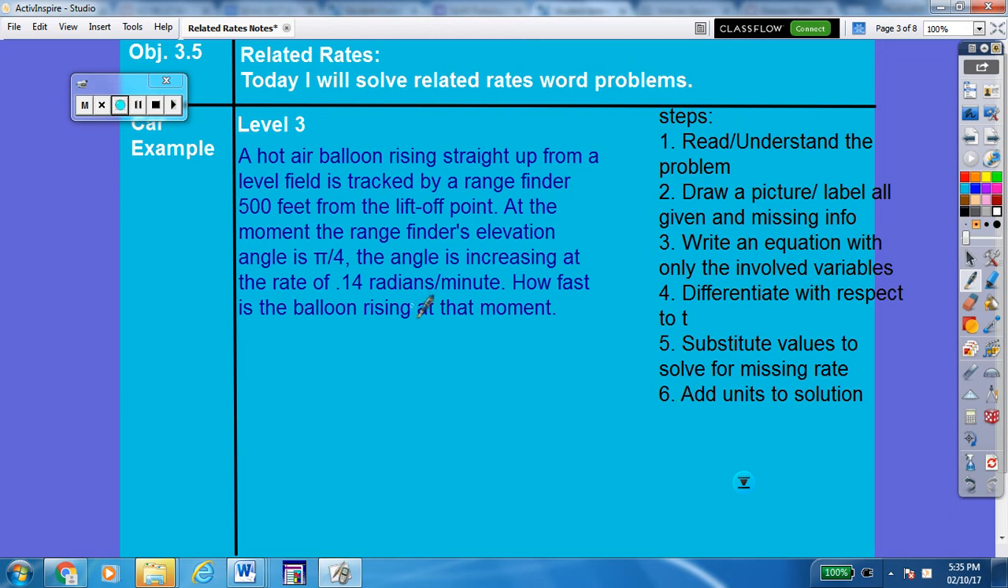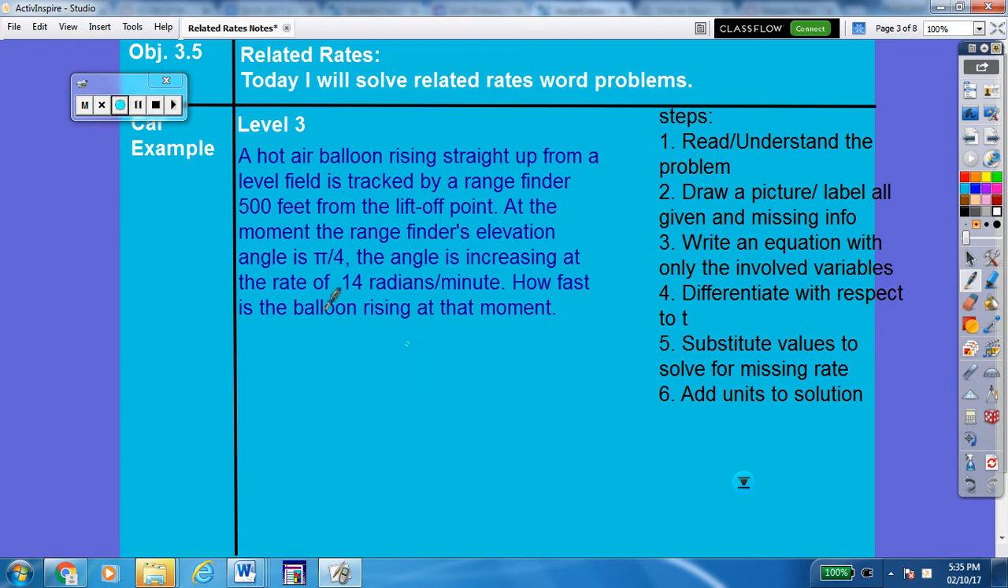So we're gonna start this example by reading the problem. A hot air balloon rising straight up from a level field is tracked by a rangefinder 500 feet from the liftoff point. At the moment the rangefinder elevation is pi fourth, the angle is increasing at a rate of 0.14 radians per minute. How fast is the balloon rising at that moment?